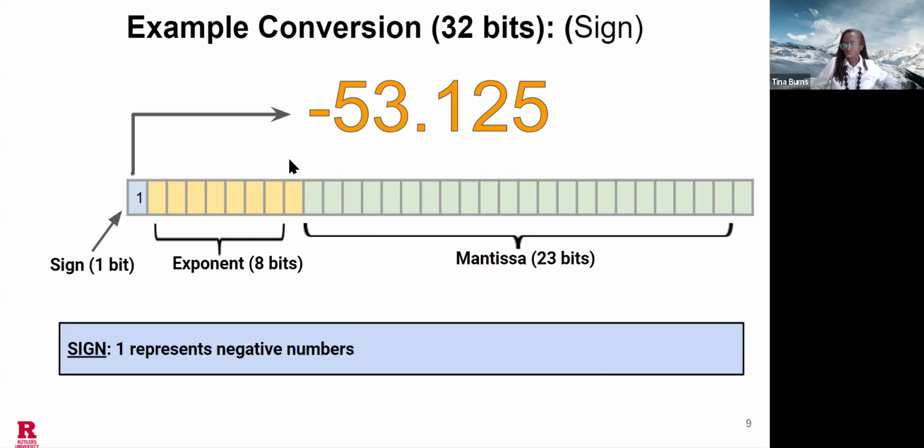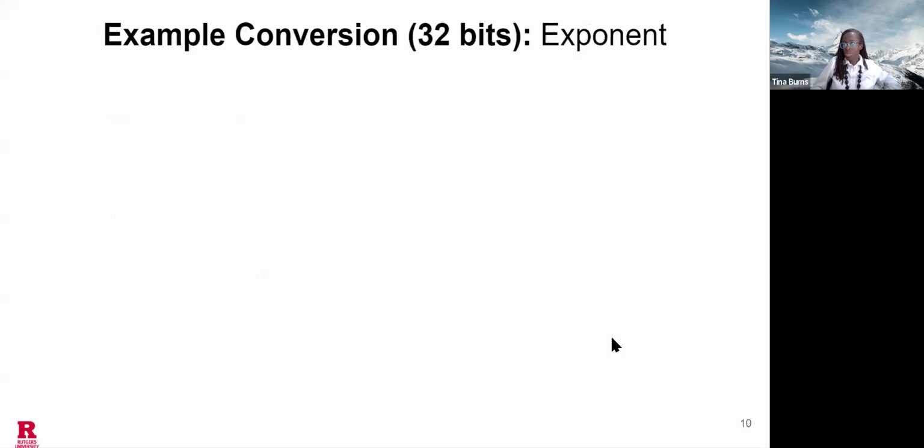So let's get started. The first thing, the easiest bit to find, is the sign. For this one, it's negative 53. So our sign is going to be negative, which means this bit is 1. For the next one, let's talk about how to calculate the exponent. Now, calculating the exponent involves a few different steps.